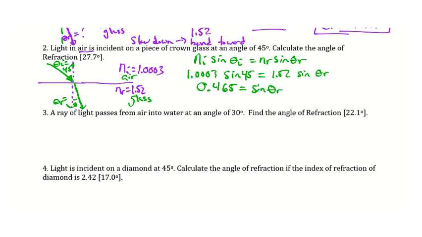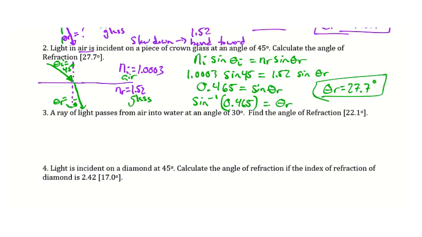So what we are going to do is solve for theta r, again using inverse sine. So in your calculator, you have to use sine to the -1 of 0.465 is equal to theta r. When we do that, we get theta r is equal to 27.7 degrees. And again, it's smaller than 45 degrees, so it bends towards the normal as we would anticipate.